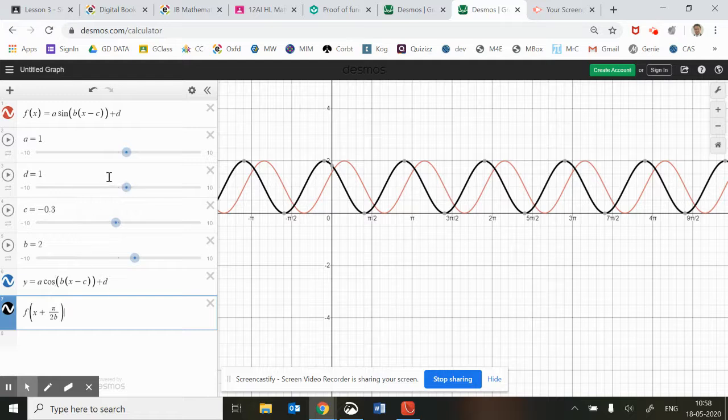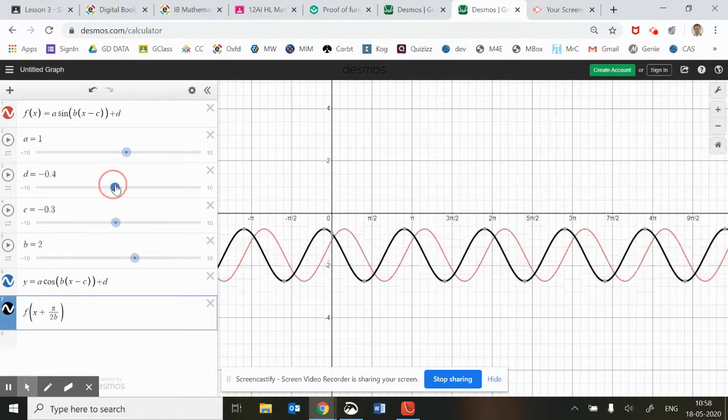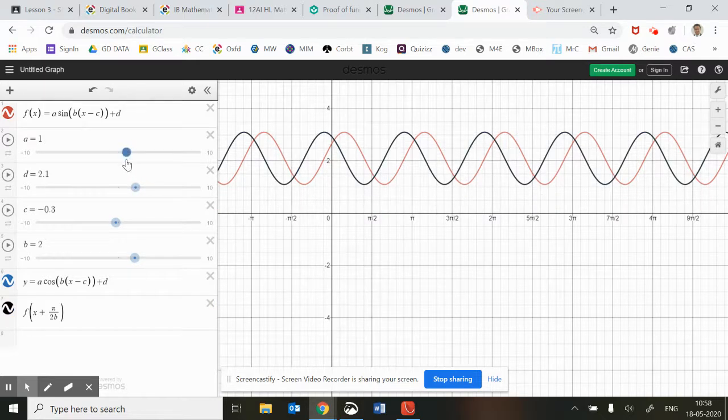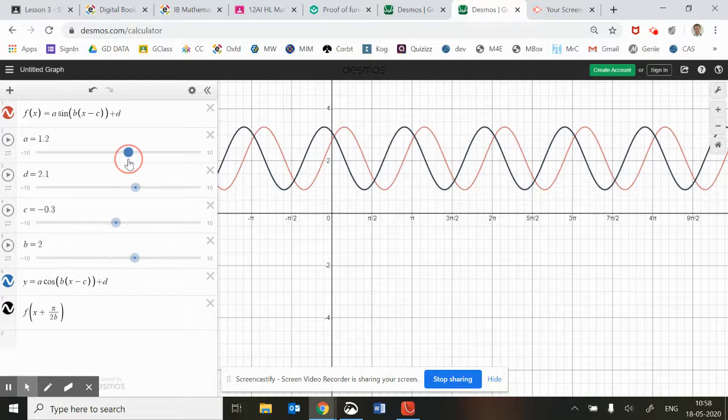The a and the d, it doesn't matter what you do with those. That's not affecting the translation that's required. Likewise with the A, that's stretching it out, but it is not affecting the translation which is required. The only thing which affects it is the B. That's the only thing which affects that translation.